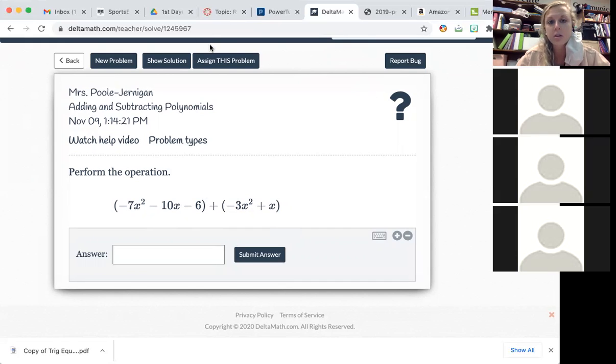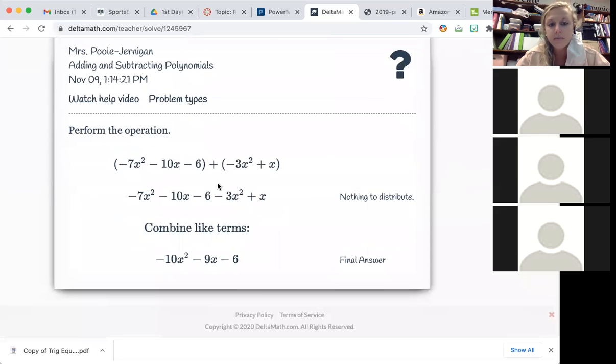Oh, good, there's another person. So I'm going to show you the solution. So all they did was combine like terms, because look at your sign, we're just adding. So if you do -7 plus -3, you should get -10. And then if you do -10x plus, this is an understood 1x, so -10 plus 1 is -9. And then there's nothing to combine with the -6, so they brought it down. Sound good?